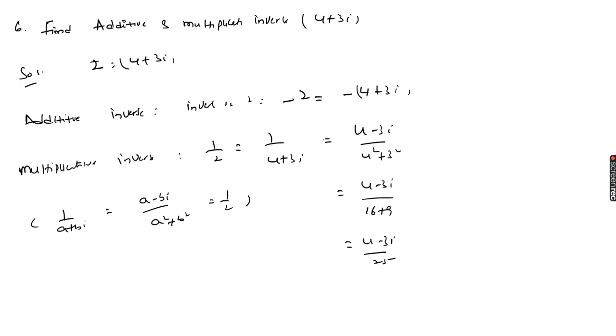The additive inverse is nothing but minus z. The multiplicative inverse is nothing but 1 by z. So for 1 by z, the basic formula is (a minus bi) by (a square plus b square), and the additive inverse is nothing but minus z only.